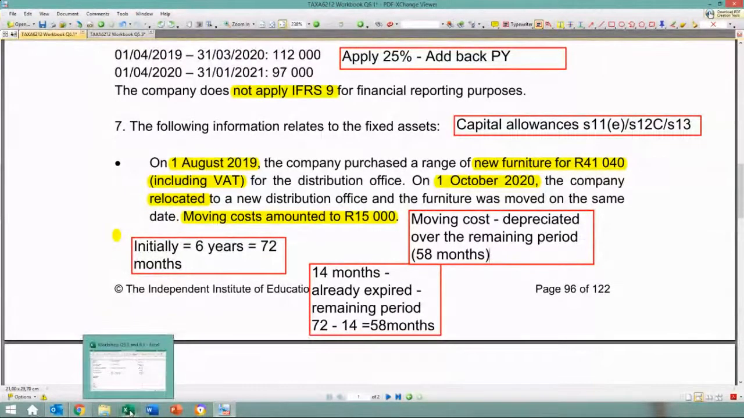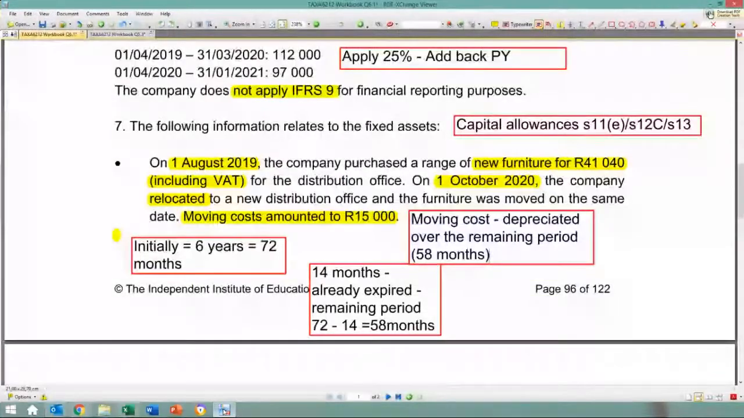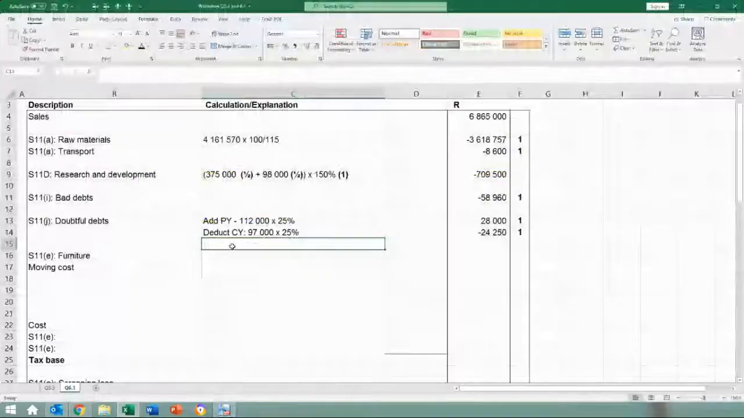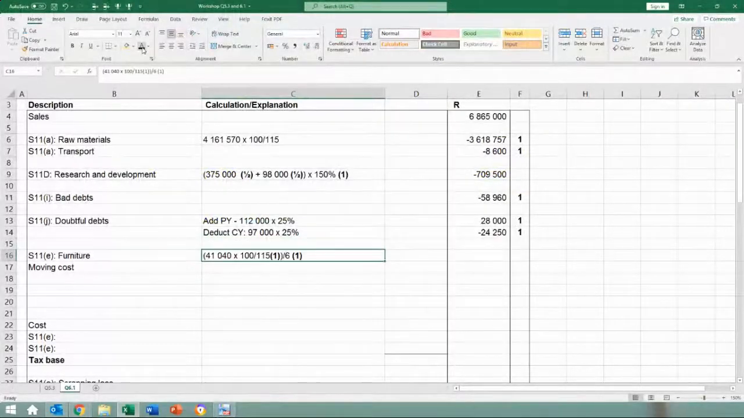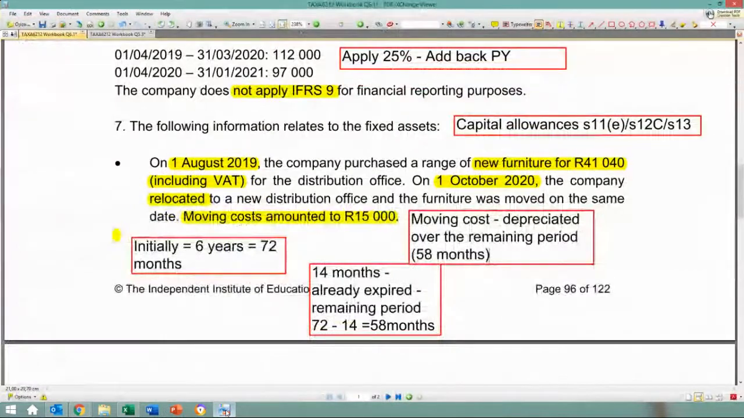Okay, so let's then go to our question now. For the furniture, the first thing we have to do is work out the wear and tear for the furniture, that 41,040 Rand. Now, we said we have to exclude the VAT when we do these calculations. So you take the original cost, excluding the VAT, and we divide it by 6. We had that asset for the entire year, so we write off the depreciation.